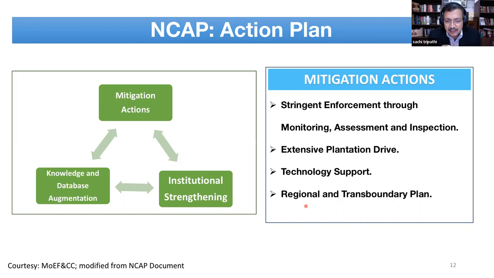So a regional approach means that we have to create an area which follows a similar pattern in terms of air quality, and that's called an airshed. And that approach has to be applied to deal with air pollution at regional scale.